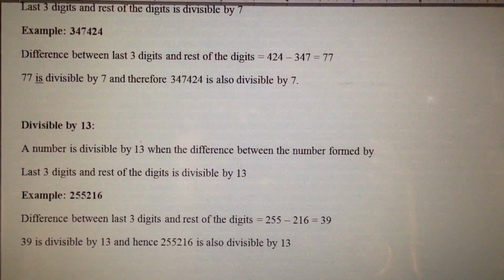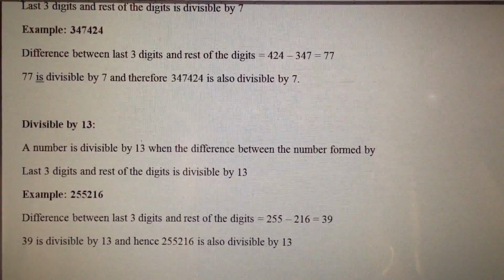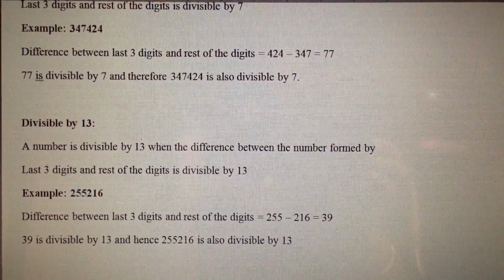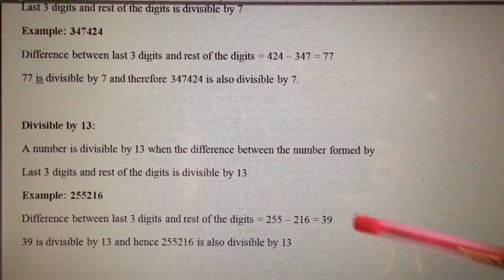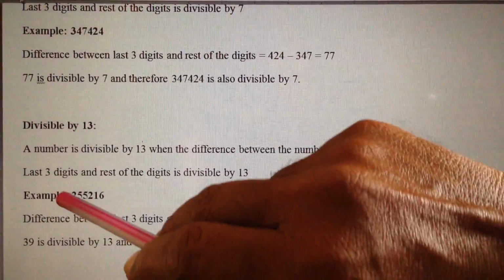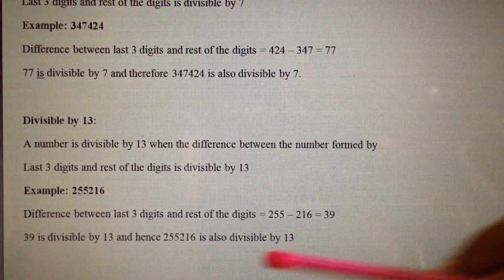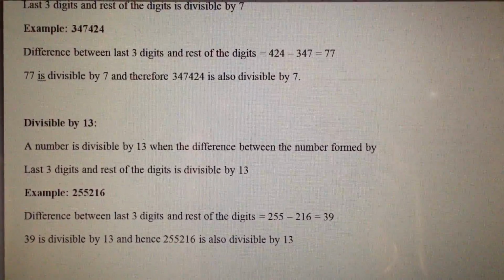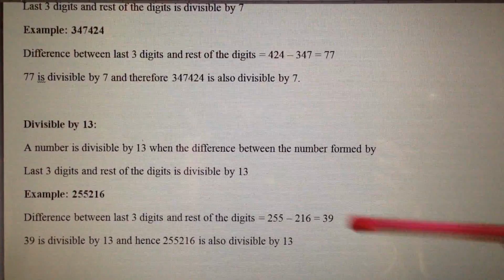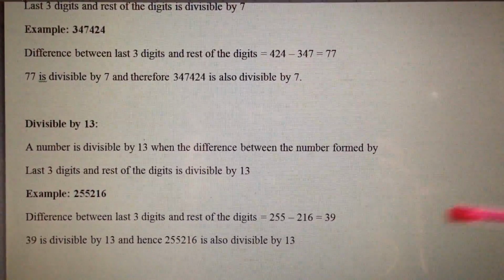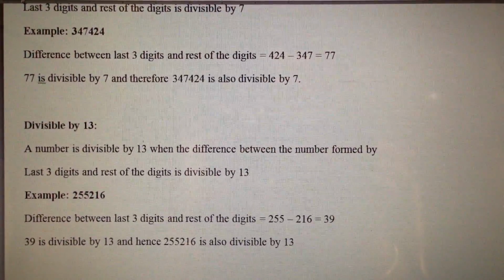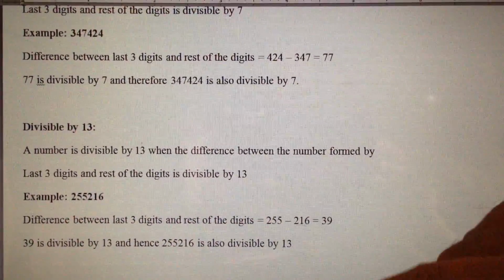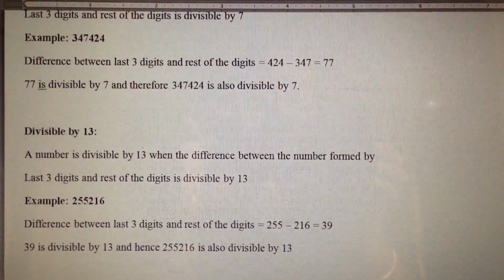This is the same rule. Example is 255,216, and last 3 digits is 216 and the rest of the digits is 255. So the difference is 255 minus 216, which is equal to 39. We know that 39 is divisible by 13. Therefore, this number 2,55,216 is also divisible by 13.